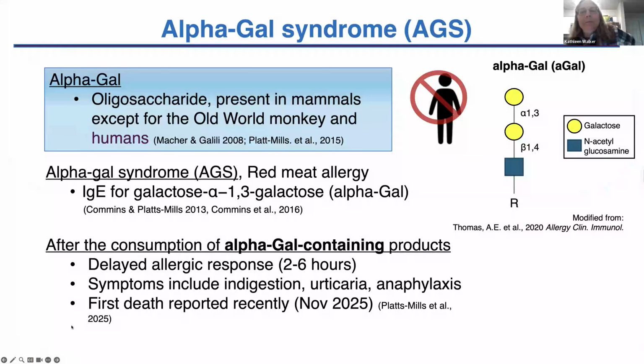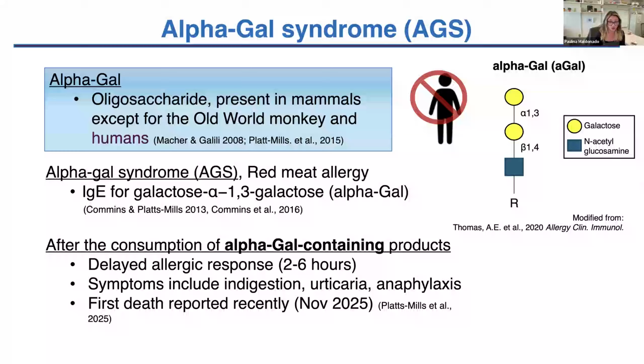Okay, great. So I'm going to go over a little bit about what alpha-gal syndrome is, although I'm sure that this audience is very familiar with this. So for the past, as Kathleen said, almost 2 years, we've been working on continuing some of the work that we started with alpha-gal syndrome a few years ago. So alpha-gal is a carbohydrate, which is present in most mammals except for the old world monkeys and humans. And you can see the little structure here at the top right.